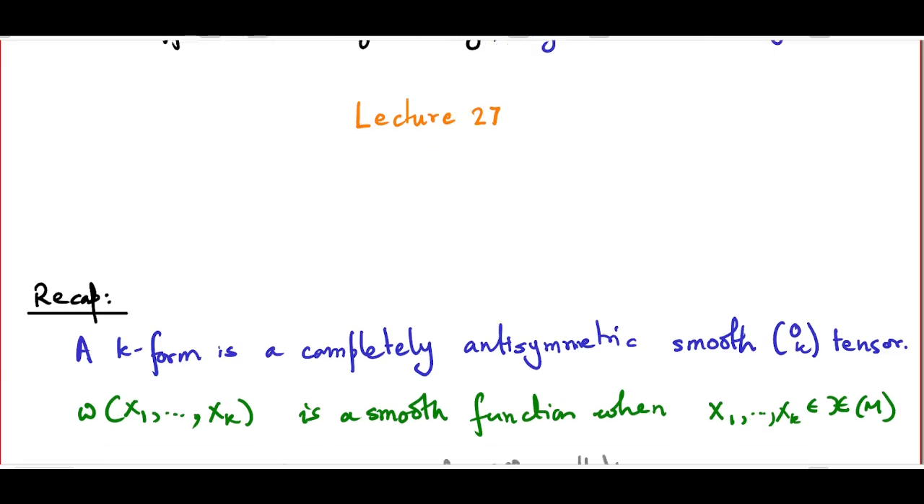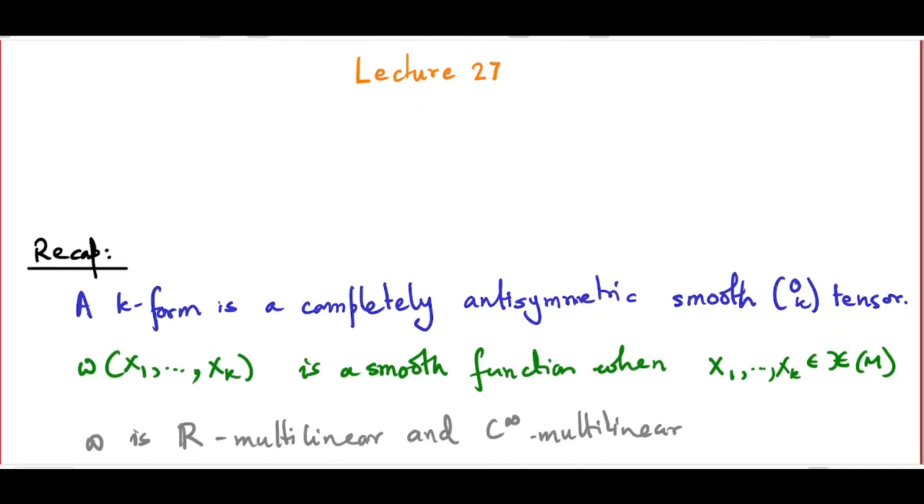This means that the K-form omega, when given K smooth vector fields x1, x2 up to xk, returns a smooth function. And this smooth function is obtained in an R multilinear and C infinity multilinear way. What that means is that if any one of the arguments provided to omega, any one of these vector fields, is replaced by a linear combination involving either real numbers or smooth functions, the resulting function that you will get will also be the corresponding linear combination.